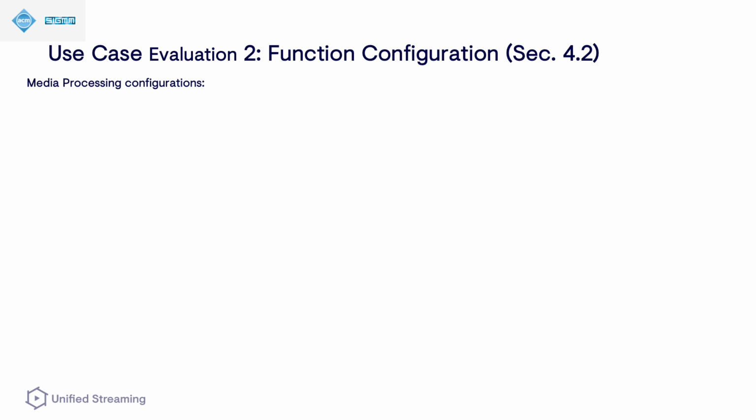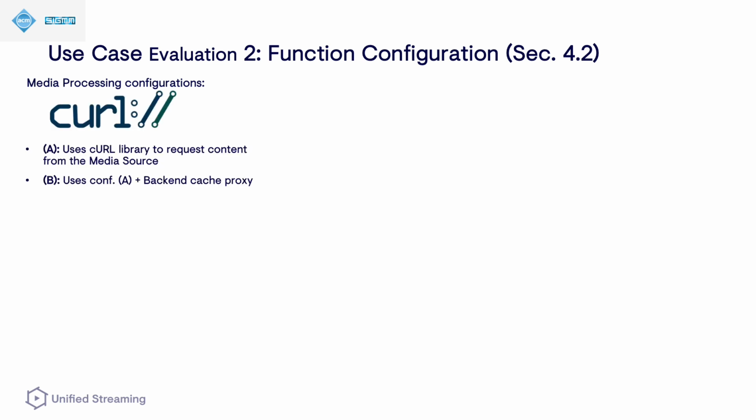The second use case evaluation is based on function configuration. For this evaluation, we have considered the function configuration on a software basis. For the first two configurations, A and B, we use the curl software to request content from the media source, with the exception that B uses a backend cache proxy to cache byte range requests.